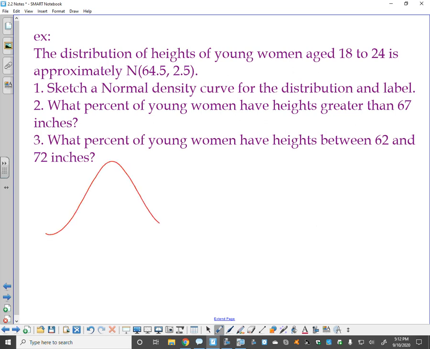All right, so if I'm a normal distribution with a mean of 64.5, I have a standard deviation of 2.5. So if I go 1, 2, 3, this one, I'm going to write this smaller.